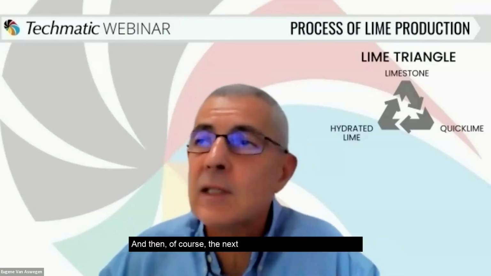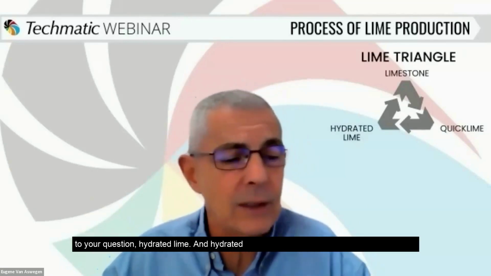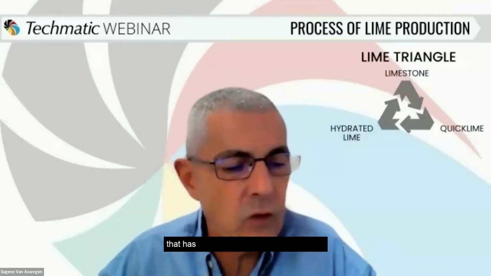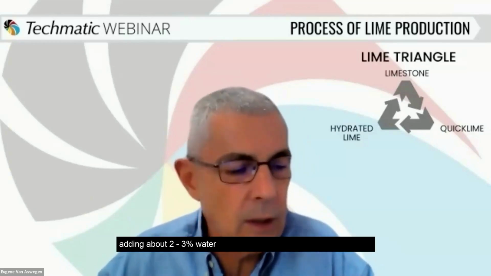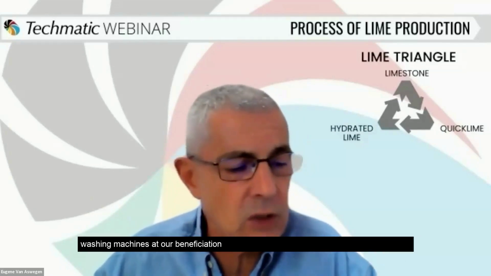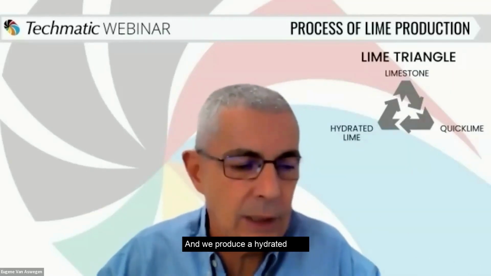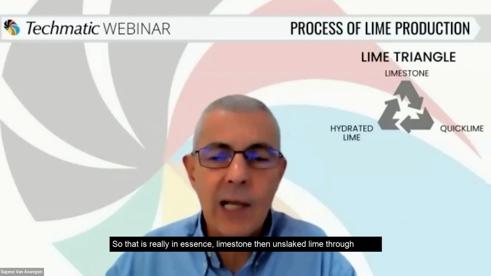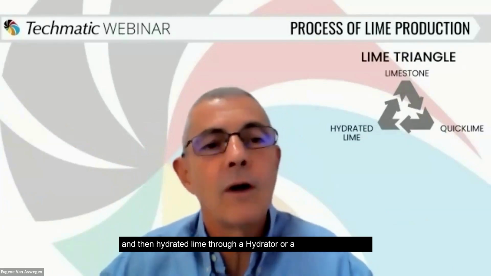And then, of course, the next step of the beneficiation process, to your question, is hydrated lime. Hydrated lime is simply a dry powder, i.e. unslaked lime, that has gone through a hydration process, adding about 2 to 3% water through what I always refer to as massive washing machines at our beneficiation plant in Vereeniging, as well as the Northern Cape, and we produce a hydrated lime. So that is really, in essence, limestone, then unslaked lime through a kiln, and then hydrated lime through a hydrator or a washing machine.